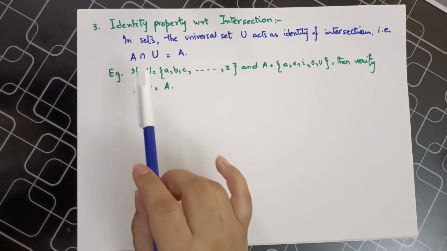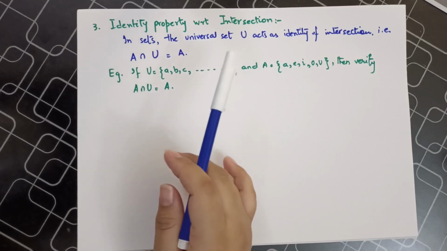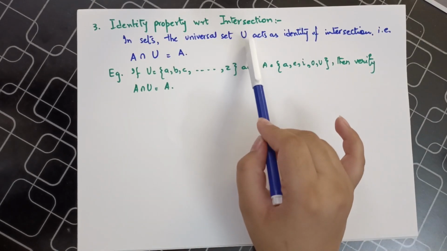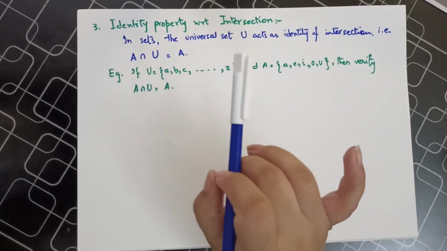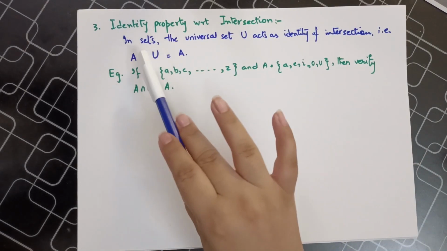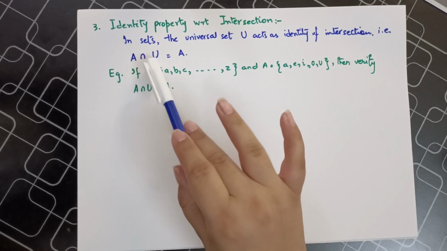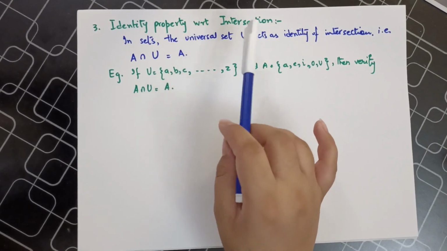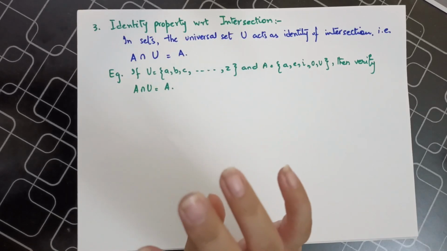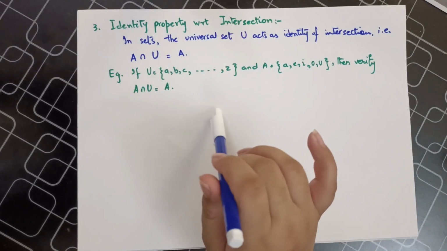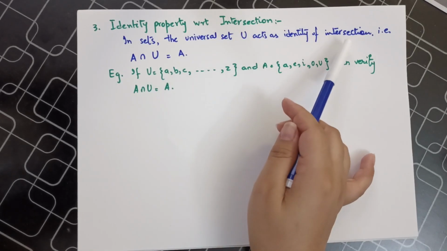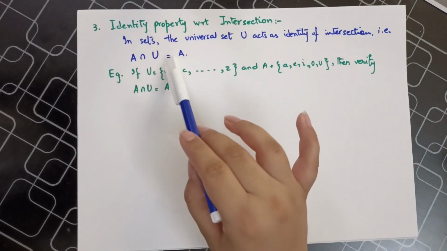Okay, now let's move towards the identity property with respect to intersection. Here in sets, the universal set U acts as the identity of intersection. That is, A intersection universal set is equal to A. If you remember the identity property with respect to union, the empty set was the identity for the union, but here the identity for intersection is the universal set.